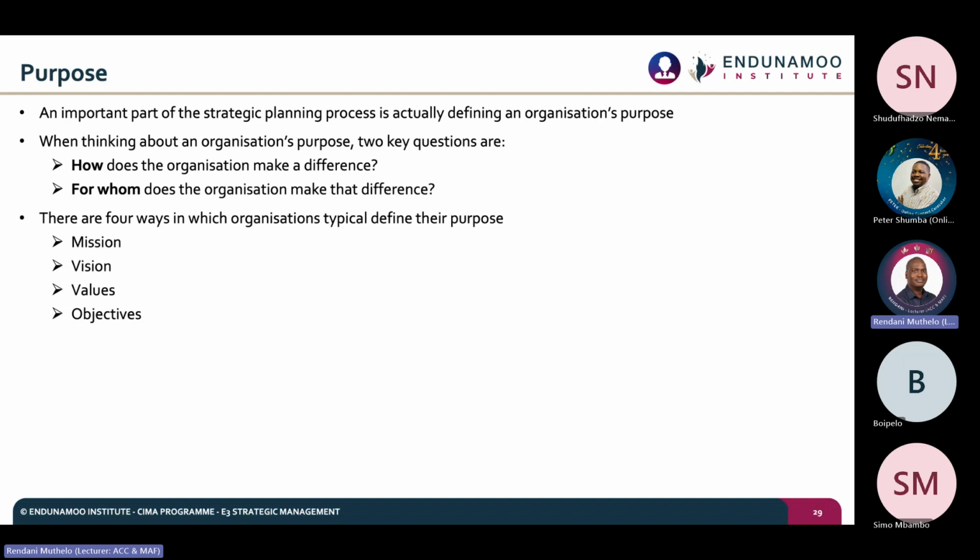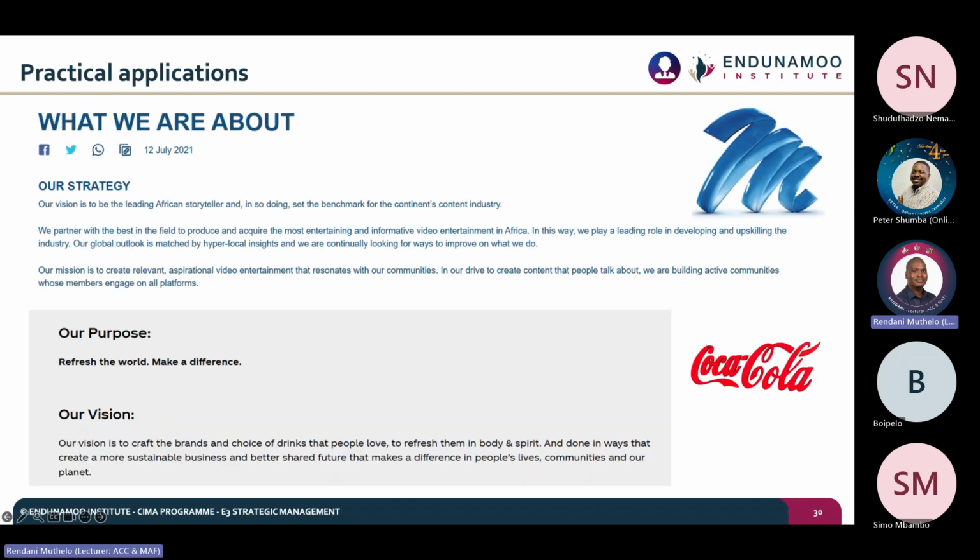So now, just to then look at some of the familiar organizations out there. So I've got Coke here, and I've got Mnet, which is one of the premium channels in DSTV. So when we look at Mnet, this is extracted from their 2021 article. They're saying that our strategy, our vision, as Simo said, the thing we strive to be, is to be the leading African storyteller, and in doing so, set the benchmark for the country's content industry. That is Mnet.